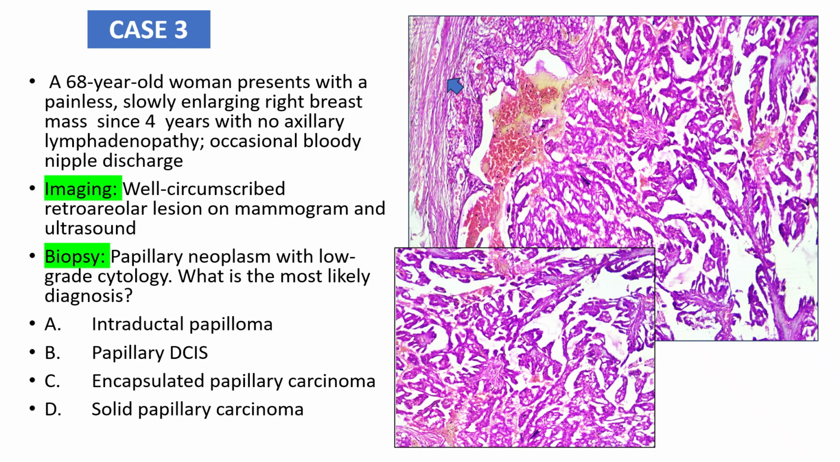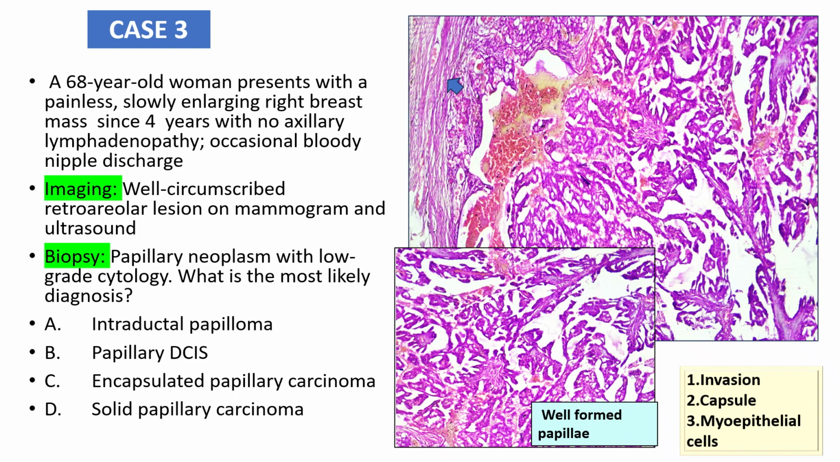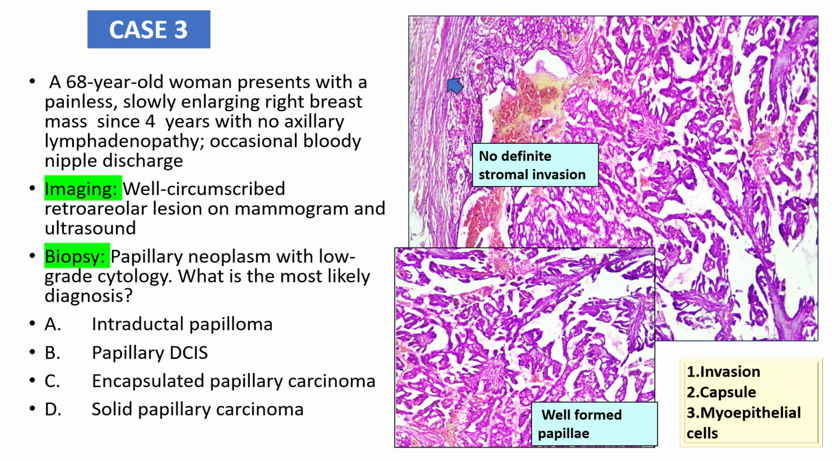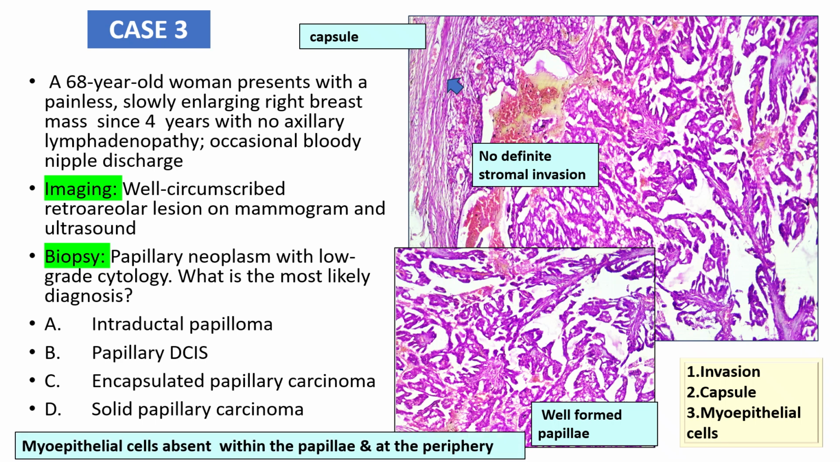So in this microscopy, what you are able to see, first thing is, there are well formed papillae. So it is a papillary neoplasm, confirmed. Then is invasion. So there is no definite stromal invasion. So invasive carcinoma is excluded. Then is capsule. Yes, there is a well defined capsule here. So when you see a capsule in a papillary neoplasm, it is definitely encapsulated papillary carcinoma. And myoepithelial cells.